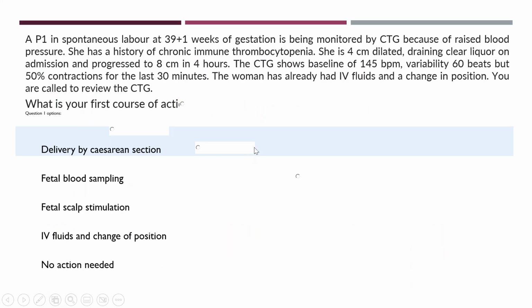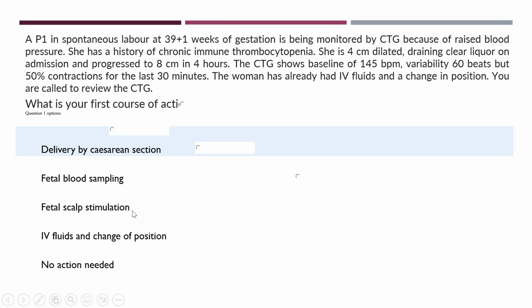So in this situation, the woman is already on IV fluids, with a change in position. You are called to review the CTG. So what is your first action? What are you going to do? Options: delivery by cesarean section, fetal blood sampling, fetal scalp stimulation, IV fluids and change of position, or no action needed.